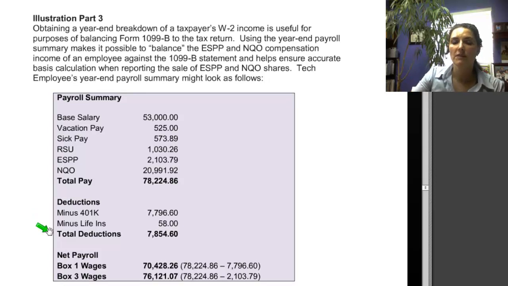So we have total deductions coming out of payroll of $7,854.60. That leaves us with net payroll wages of $70,428.26, and Box 3 wages of $76,121. So on this Box 3 wages, we have the gross pay up here minus the ESPP profit. And on the Box 1 wages, we have all of the income minus the 401k contribution.